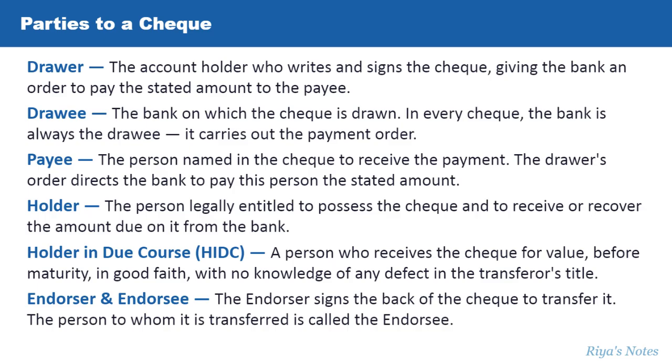Holder, the person legally entitled to possess the check and to receive or recover the amount due on it from the bank. Holder in due course, HIDC, a person who receives the check for value, before maturity, in good faith, with no knowledge of any defect in the transferor's title. Endorser and endorsee, the endorser signs the back of the check to transfer it. The person to whom it is transferred is called the endorsee.